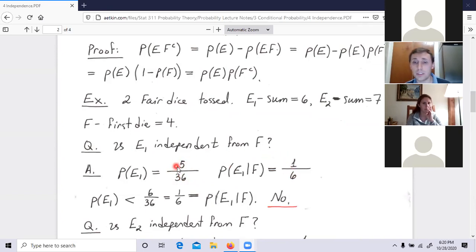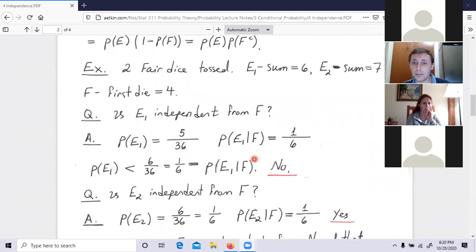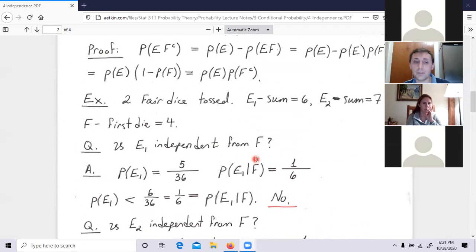This is smaller, right? So the fact that I got a four makes it more likely that I actually have a sum of six. You see, it's more likely. If you add one, it would be 1/6. So this one is smaller, which makes it more likely that the sum is six. Good. Understood. Yes. And then what about E2?